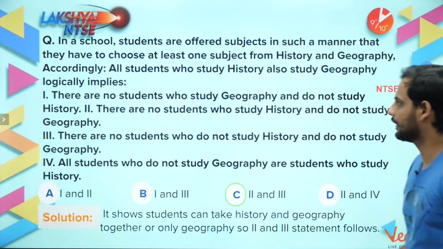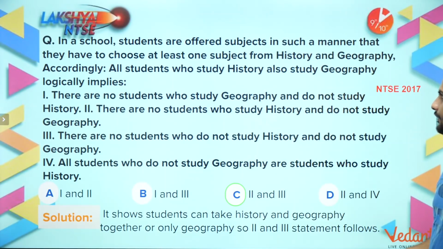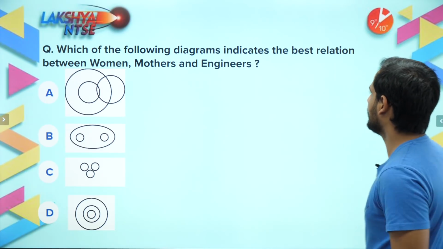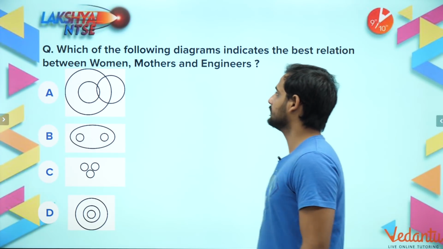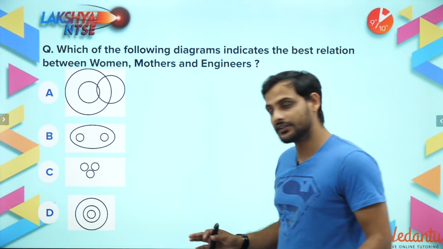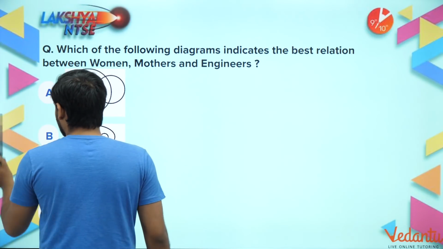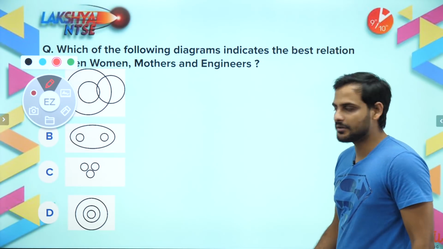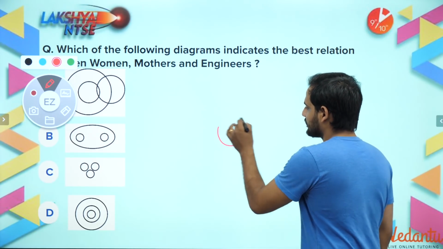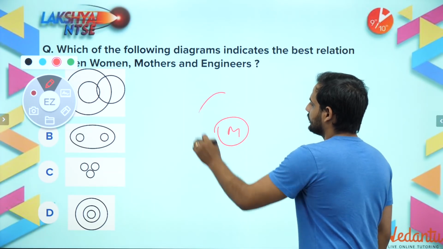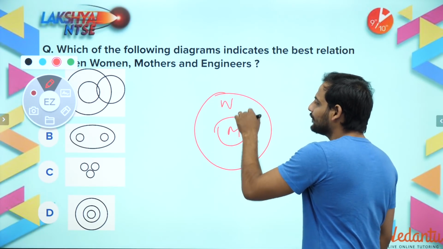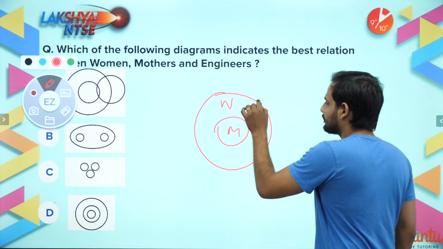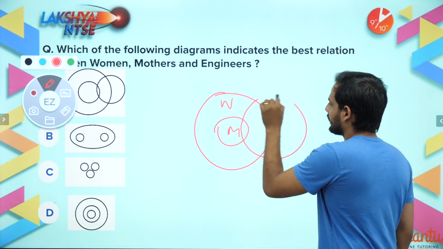Okay, chalo, let's move ahead now, children. And the next question is this. Which of the following diagrams indicates the best relation between women, mothers and engineers? Now, children, see, this we can get very clearly. I know, sir, all the mothers are women, but only some women are mothers, right? And engineers: some mothers may be engineers, some women may be engineers. So this is like this.